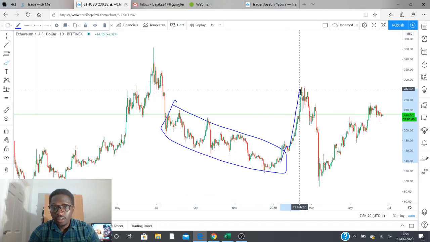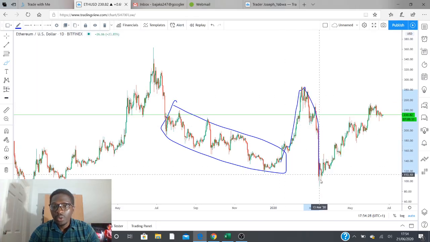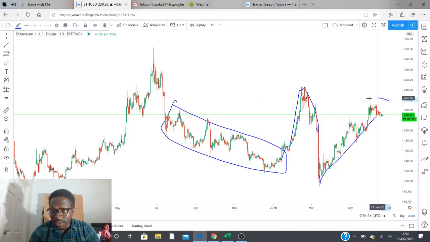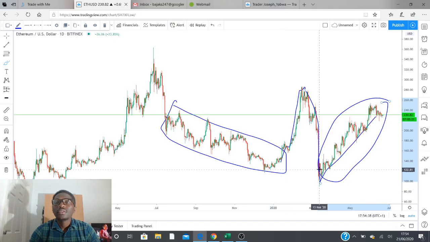We get a break out of the contraction, which I usually call the buyer's trap. The market going back all the way to the previous low, and then we're seeing a rally. Now if I tell you that I also predicted the market to do this, you would say I'm lying, right?